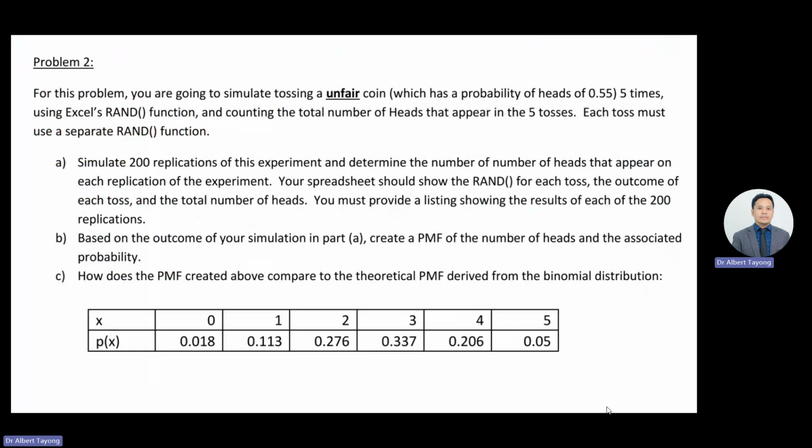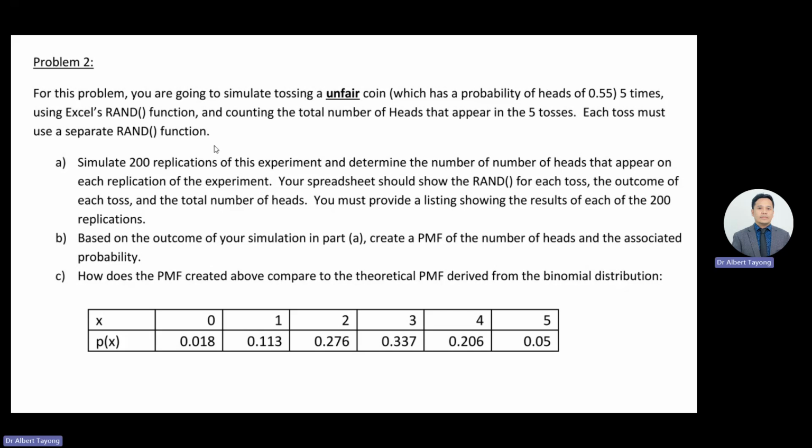We are going to simulate tossing an unfair coin, which has a probability of heads of 0.55. It means 55%, and we're going to do it 5 times. It means that we're going to toss the coin 5 times using Excel's RAND function, and count the total number of heads that appear in the 5 tosses. Each toss must use a separate RAND function.